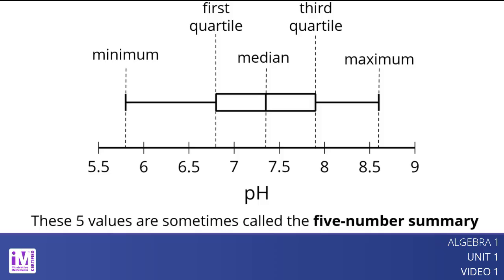For the pH box plot, we can see that the minimum is about 5.8, the median is about 7.4, and the maximum is around 8.6.